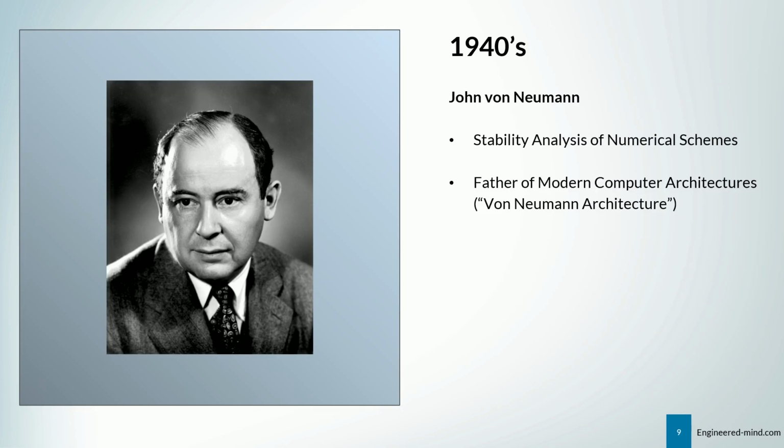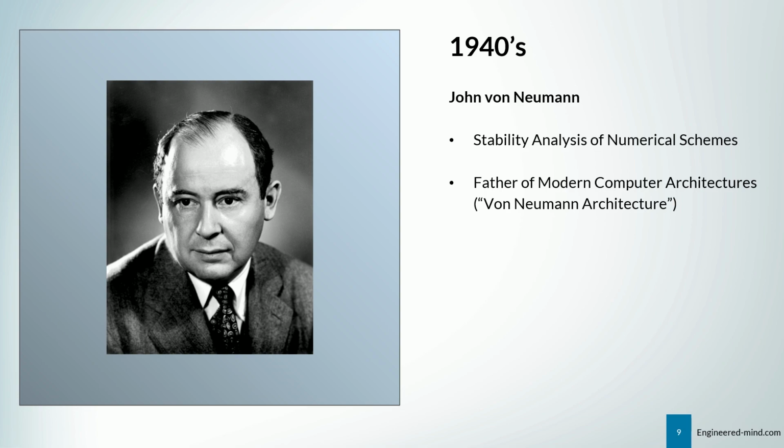In the 1940s, John von Neumann did stability analysis of numerical schemes. He created the architecture also known as the von Neumann architecture. Talking briefly about the stability analysis von Neumann did, the analysis is based on the so-called Fourier decomposition of numerical errors and was developed at Los Alamos National Laboratory.